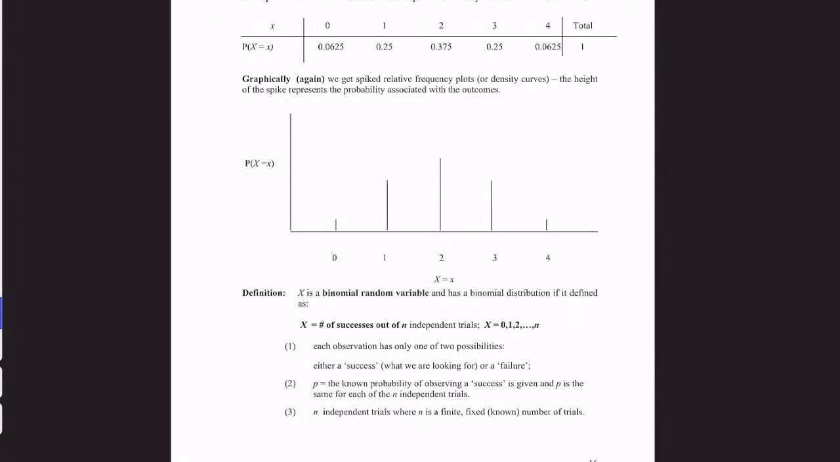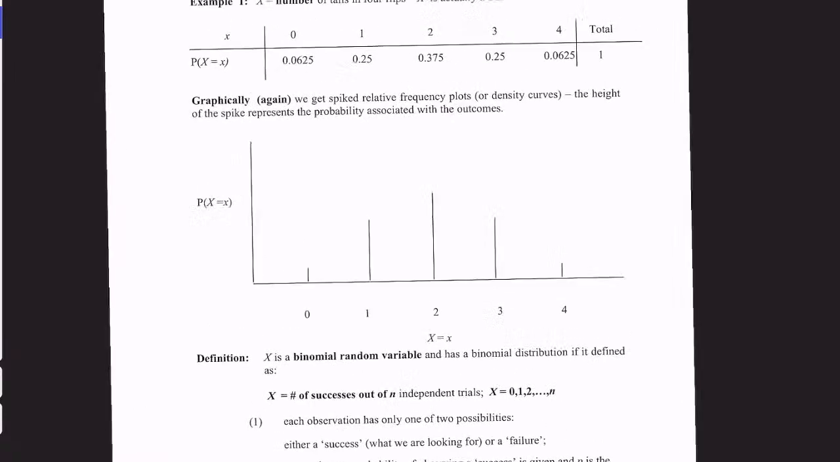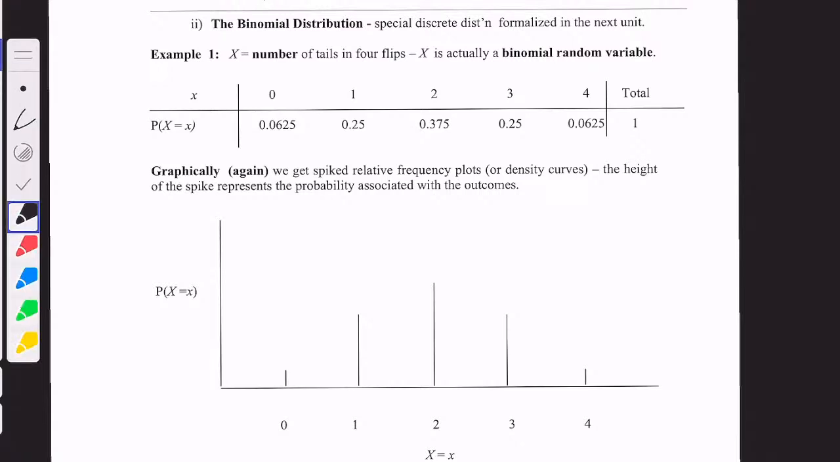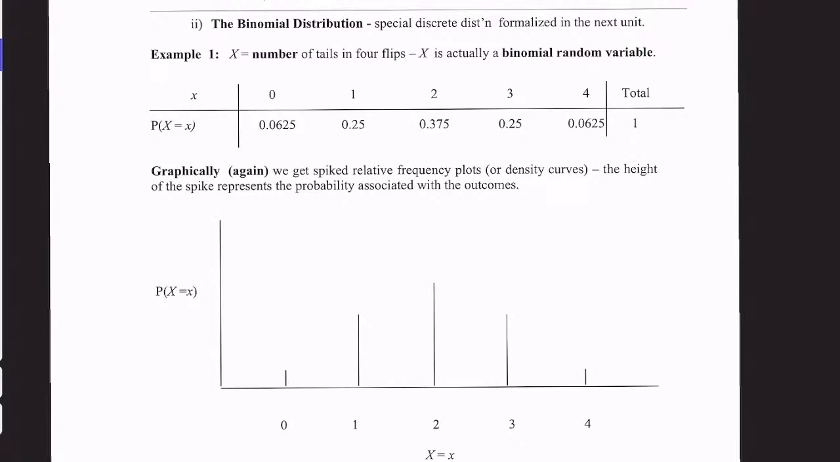Another type of discrete distribution that you should be familiar with, and that we're going to dedicate a section of Unit 5 to, is the binomial distribution. The binomial distribution is a special discrete distribution that we formalize in the next unit. It looks like the discrete distribution we just saw, but in fact there's a pattern expressed in a formula for calculating the probabilities of those outcomes.